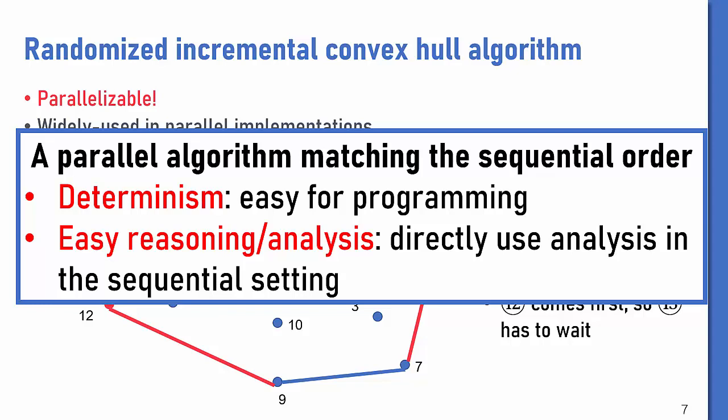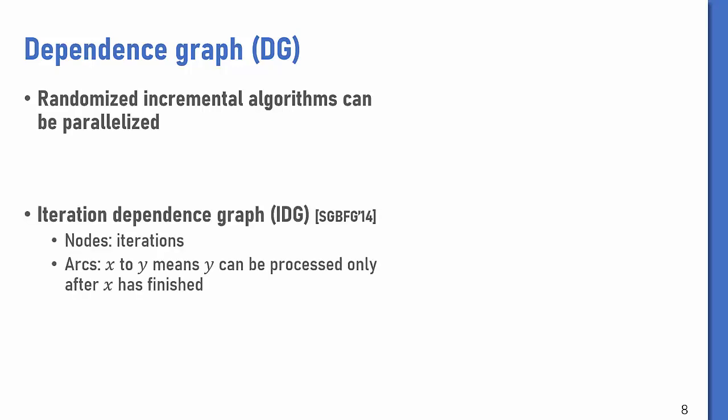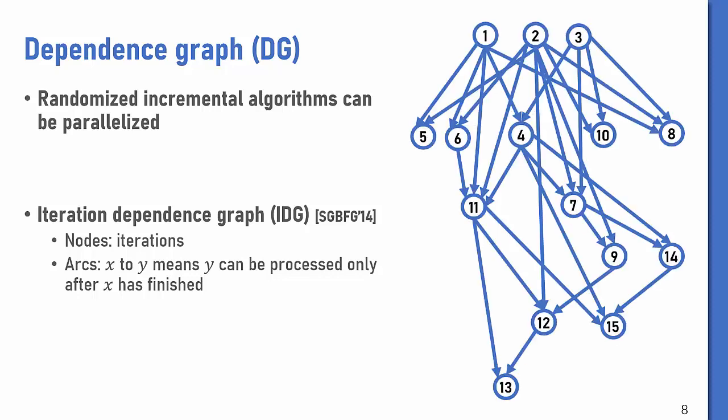To understand how parallel this algorithm is, we have to analyze the dependence of the points. A very useful tool to do this is the dependence graph. For parallel incremental algorithms, we can build dependencies based on iterations. So in the graph, we have the nodes as the iterations, and an arc from a node x to y means that y can be processed only when x has been finished.